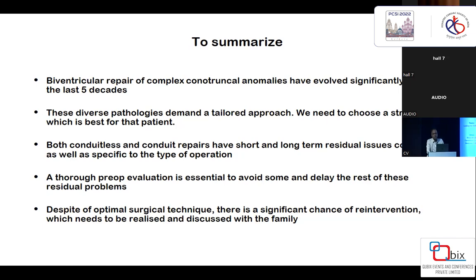Despite optimal surgical techniques, there is a significant chance of reintervention which needs to be realized, and the family needs to be informed about this.